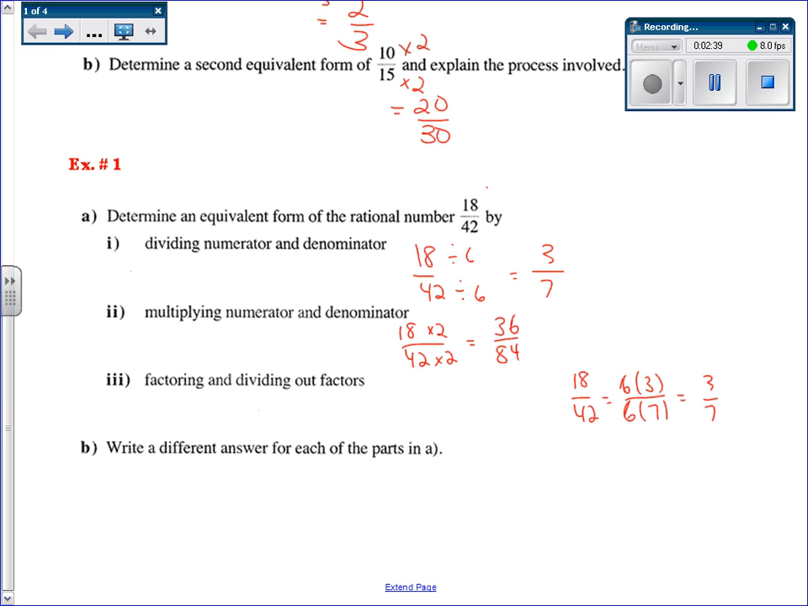So we could have divided by 2, so 9 over 21. We could have multiplied by 3, so 54 over 126. In terms of factoring, we could just factor out 2. So we could look at 9 times 2 over 21 times 2. Okay, so then what we get is 9 over 21. So you can do this in many, many different ways.